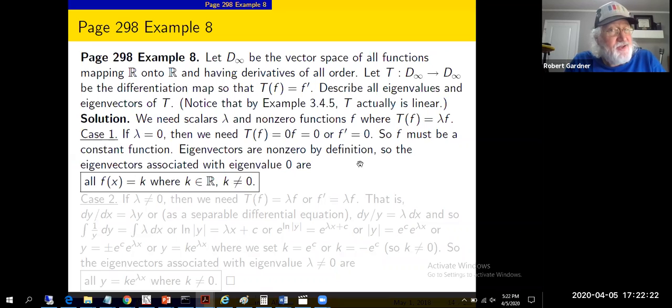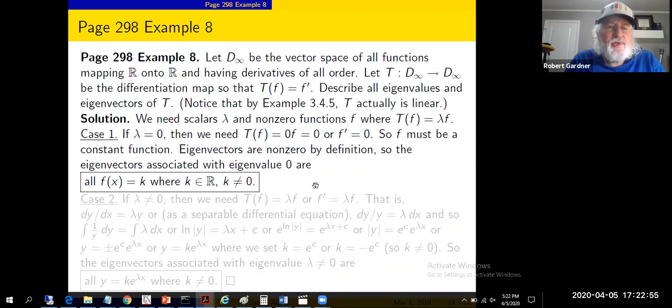We can't use the 0 function. That's the definition of eigenvector. Can't be the 0 vector. The 0 function would be the 0 vector in this particular vector space, D infinity. So when lambda equals 0, we get eigenvectors of the form... It's a vector space of functions, so the vectors are functions. The eigenvectors are f of x equals a constant, provided that constant is anything other than 0. Can't use the 0 vector as an eigenvector.